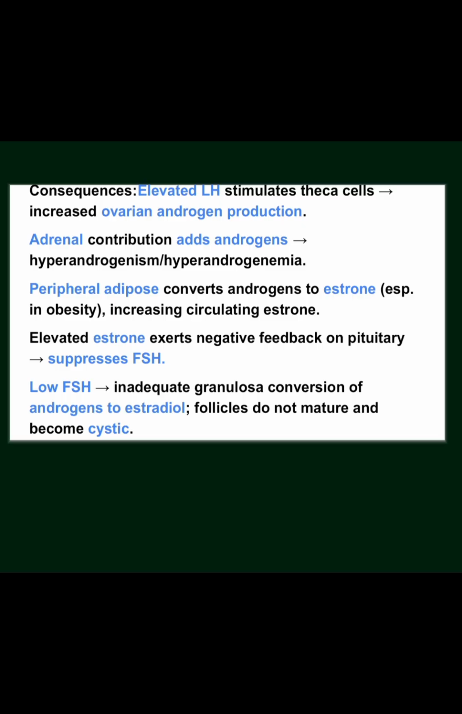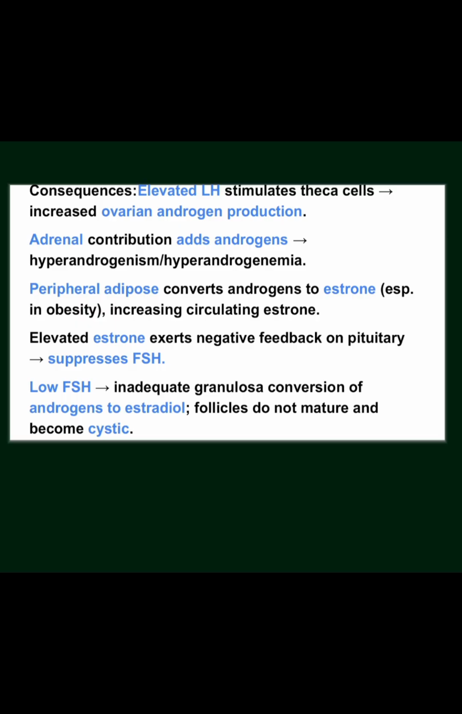The peripheral adipose tissue, as I mentioned, converts androgens to estrogen. So that increased circulating estrogen exerts a negative feedback on the pituitary gland and suppresses FSH. So it makes sense why we have that ratio of high luteinizing hormone and low FSH. With that being said, the low FSH is inadequate for the granulosa conversion of androgens to estradiol.